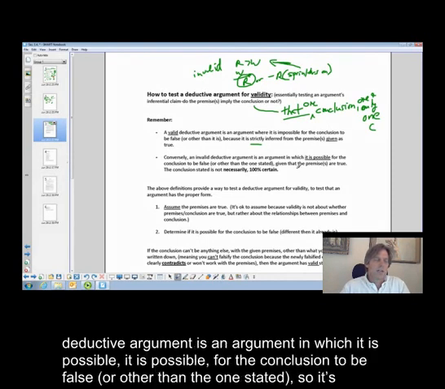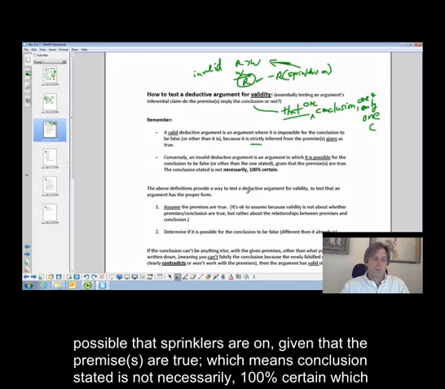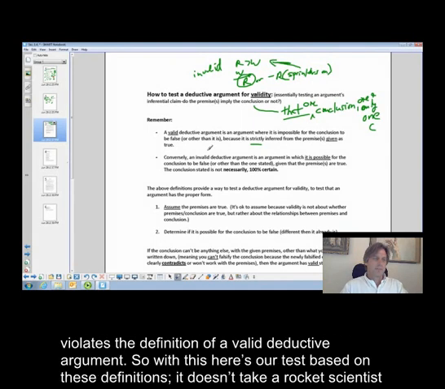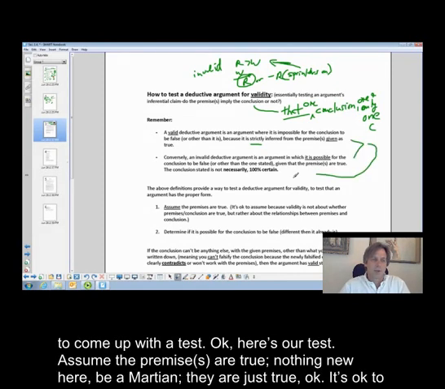Second point here. Conversely, an invalid deductive argument is an argument in which it is possible for the conclusion to be false or other than the one stated. So it's possible that sprinklers are on, given that the premises are true, which means the conclusion stated is not necessarily 100% certain, which violates the definition of a valid deductive argument. So with this, here's our test. Based on these definitions, it doesn't take a rocket scientist to come up with a test. Okay, here's our test.